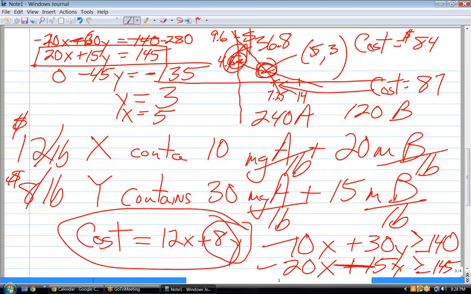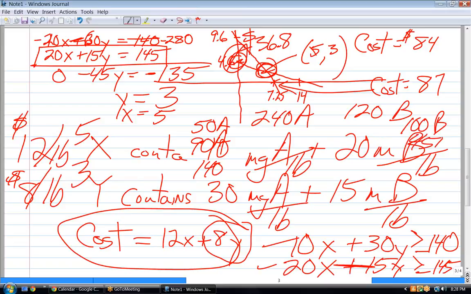The point's got to be this point here. I think it's the one in the middle because it's the more expensive one, but it's the only one that meets the requirements. If you get 5 pounds of X and 3 pounds of Y, you'll get 50 of A there. You'll get 90 of A here. That's 140, which meets your minimum. And you will get 100 milligrams of B and 45 milligrams of B from that, which is 145, which meets your requirement also. So that middle point's the only one that meets your total vitamin requirements.